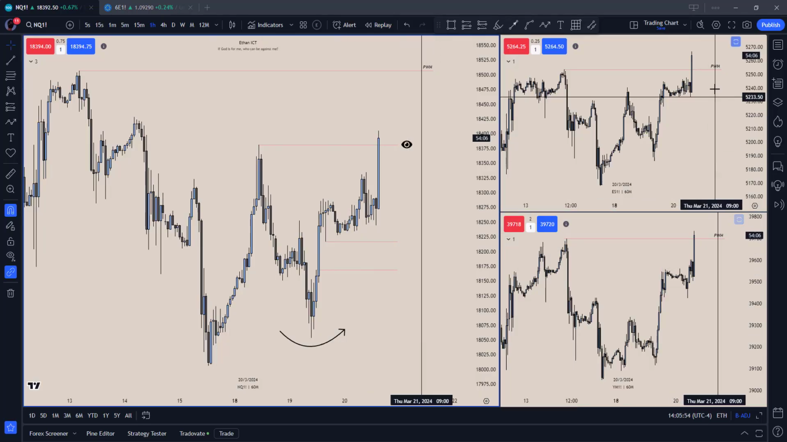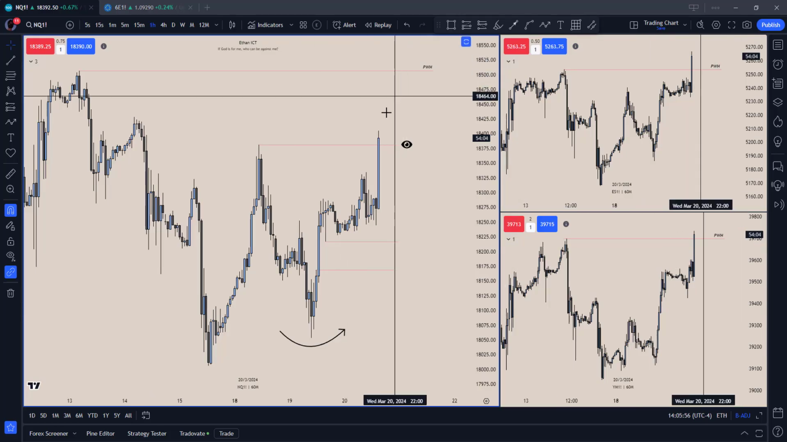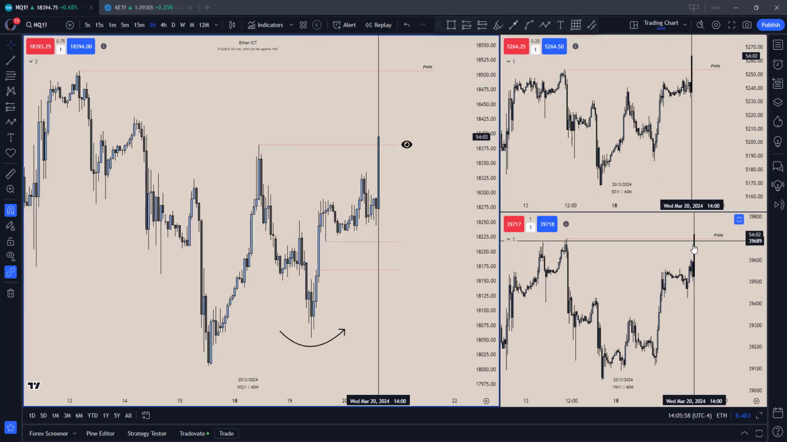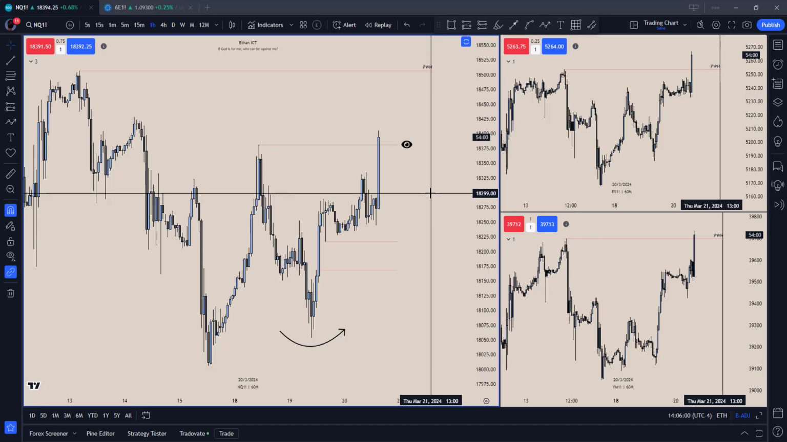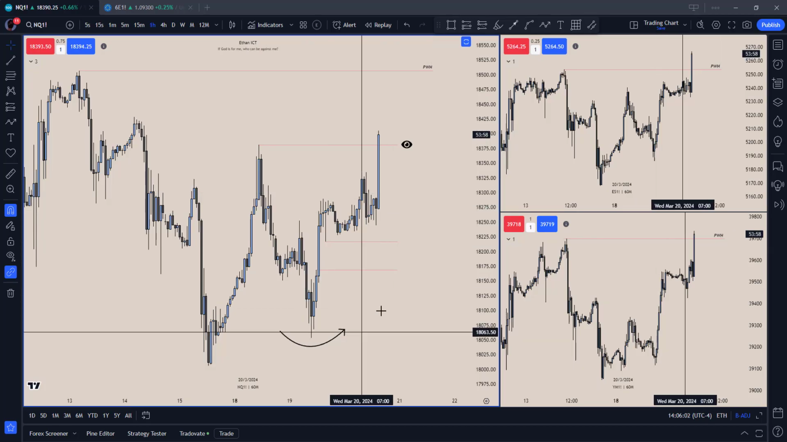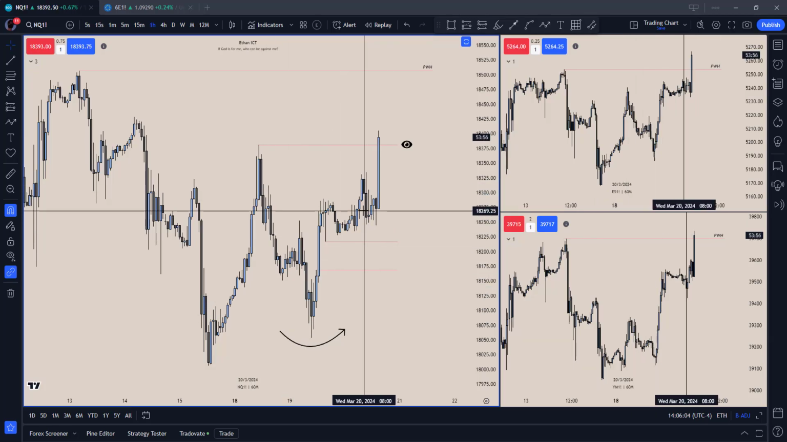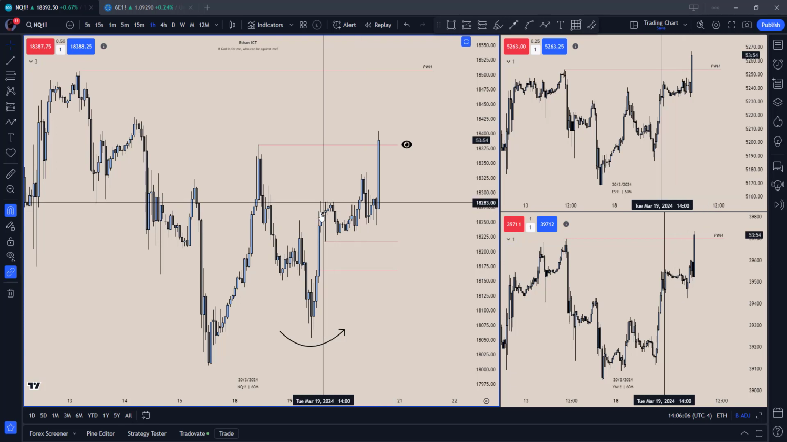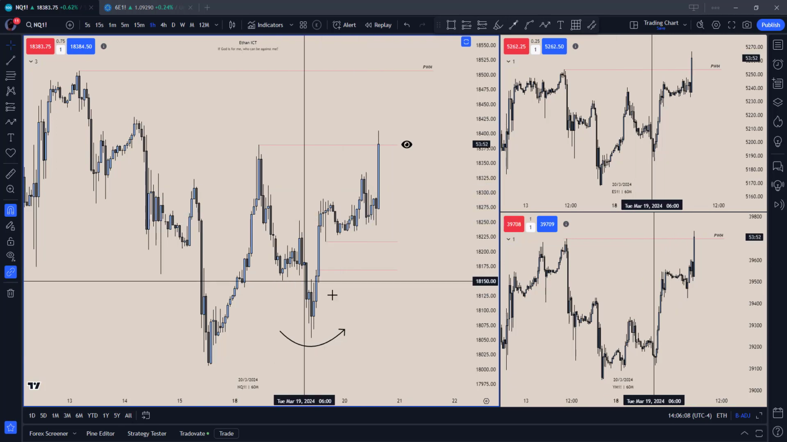So let me just leave this annotation here so you guys can see how ES and YM took previous week high. Right. And then this would be that market maker buy model completed on the, I'd say it's more so a 15-minute chart market maker buy model.